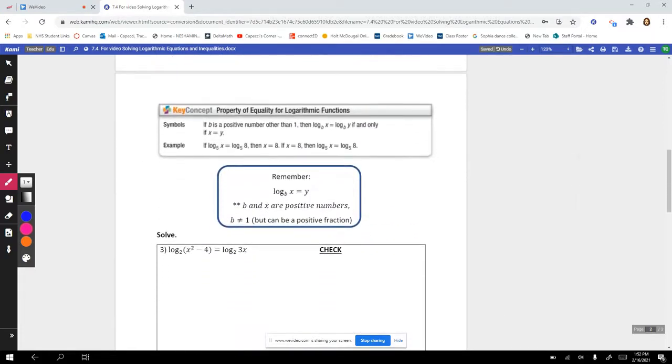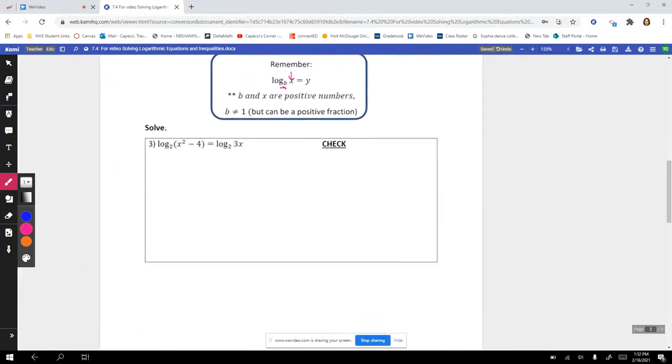All right, now we're going to get a little bit more advanced. Now remember from previous lessons that we know that b here, our base, and our argument there have to be positive numbers. And b can't be 1. It can be a positive fraction, but we can't have 0, but they have to be positive. Okay, so if we look at our examples here, if we have the base the same, I can make our arguments set equal to each other and go from there.